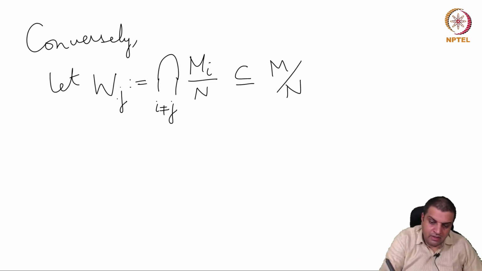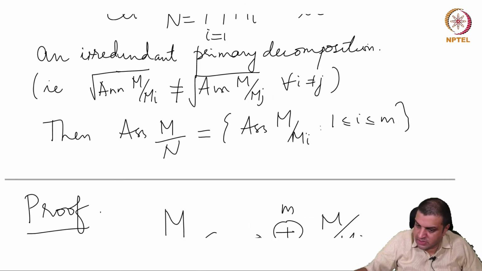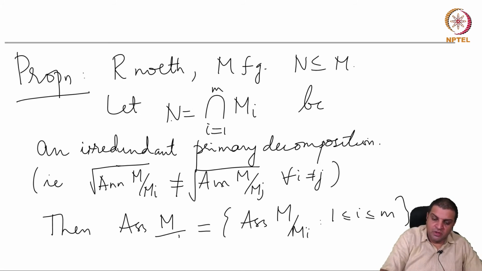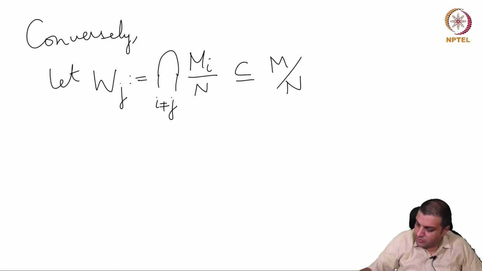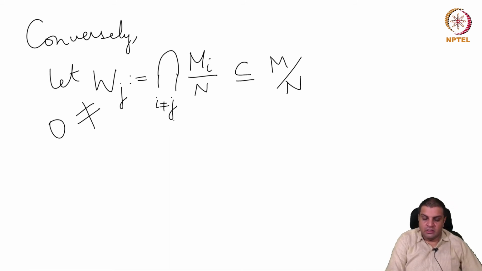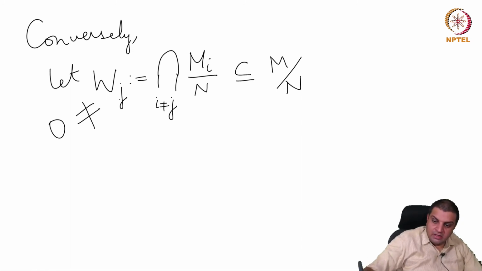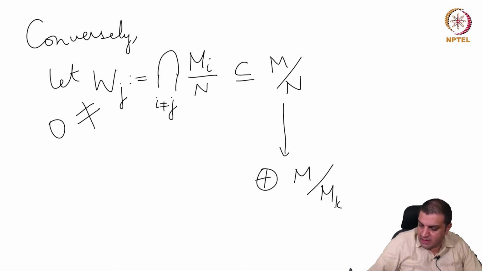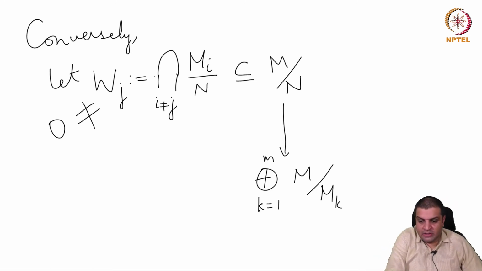Because this decomposition is irredundant, we can't remove any of them. If you remove any one of them, we will not get N. So this is really not zero; this is a non-zero module. We have skipped the jth one, and we call that Wj, and it is inside M mod N. Now consider the usual map from M mod N to the direct sum of M mod Mk, k going from 1 to m.